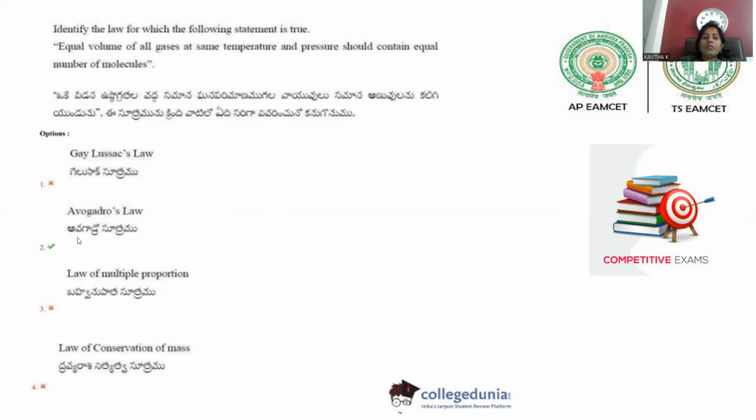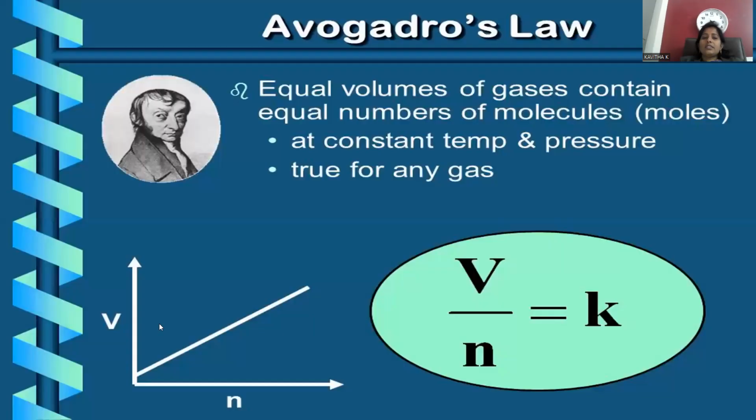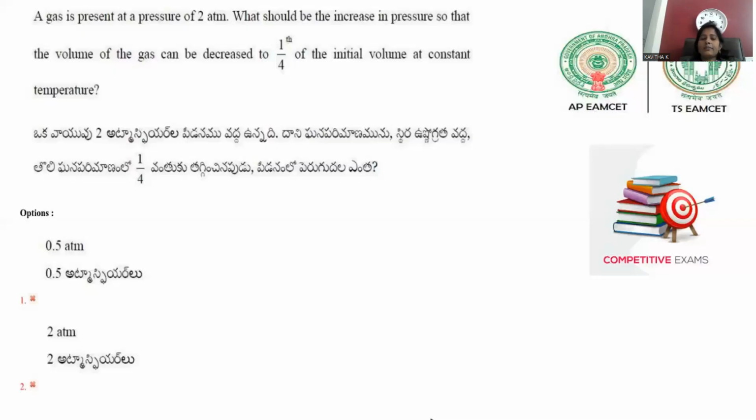Gay-Lussac's law, or else Avogadro's law, law of multiple proportions, law of conservation of mass. Okay, so among all, here Avogadro's law is the correct answer regarding this. Equal volume of the gases contains equal number of molecules at constant temperature and pressure. This is true for any gas. This can be applicable to any gas. Temperature and pressure kept constant, then equal volumes of gases contain equal number of molecules. This is the answer you can get.